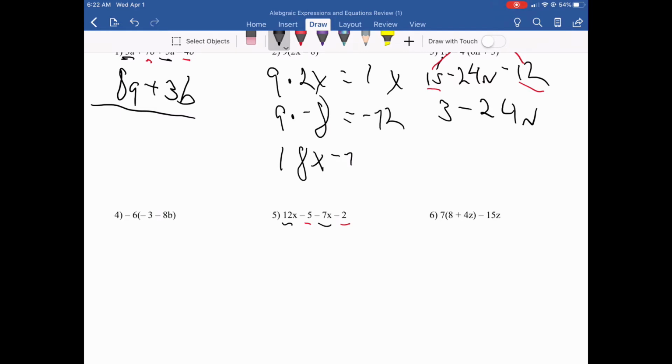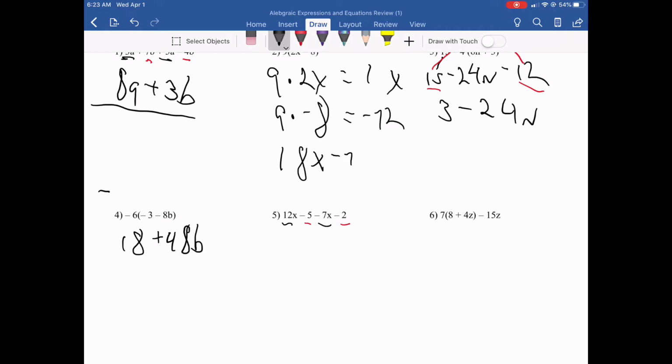So this one is more straightforward. This is just multiplication. And the terms inside are not like, so they cannot be added up. So negative 6 and negative 3, 18. Negative 6 and negative 8b, positive 48b. Make sure you show your work because you can always lose signs. That's how a lot of problems become a mistake.